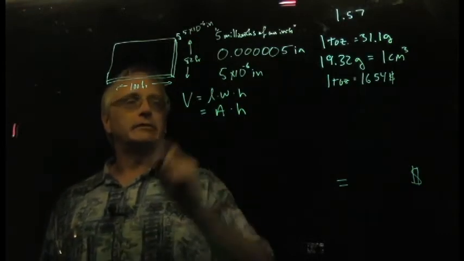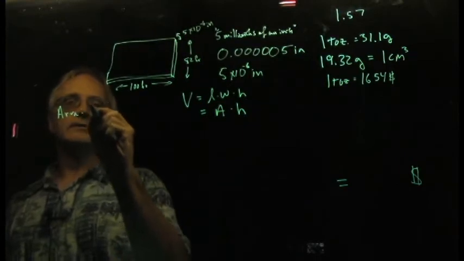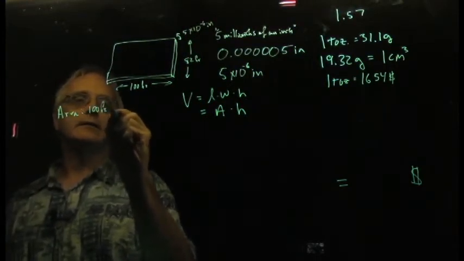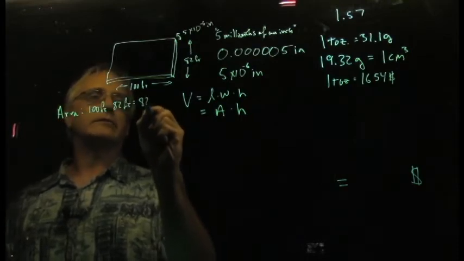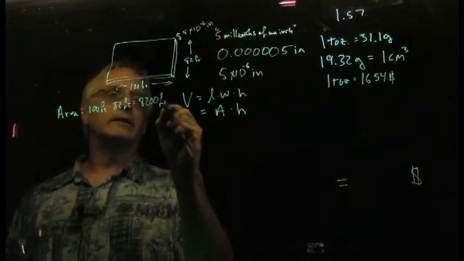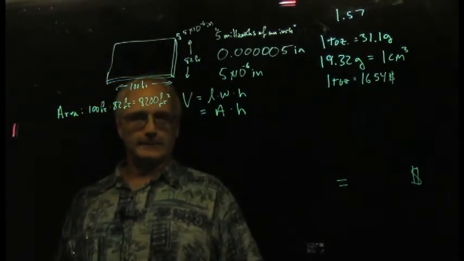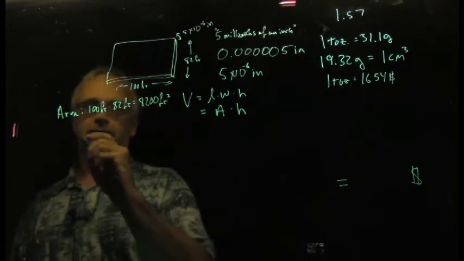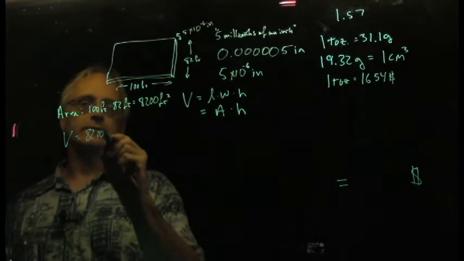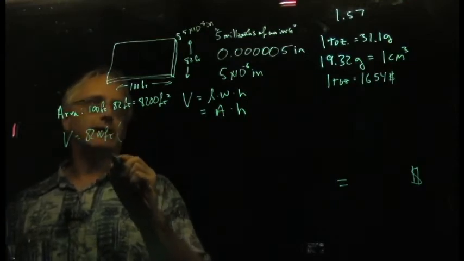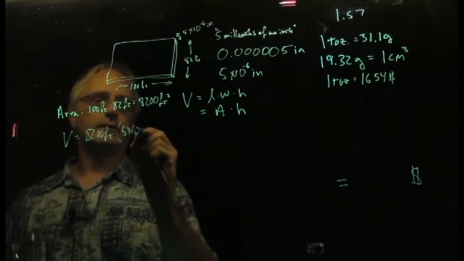So, first, the area is simply 100 feet by 82 feet, or 8,200 square feet. Okay, pretty straightforward there. The volume of this thing is nothing more than the area, 8,200 square feet, times the height. Now, I am going to write it in just a moment.